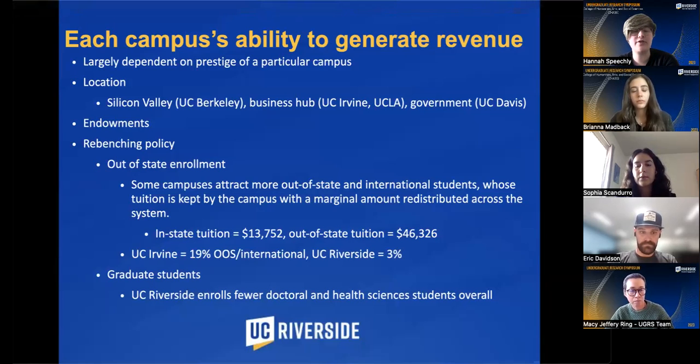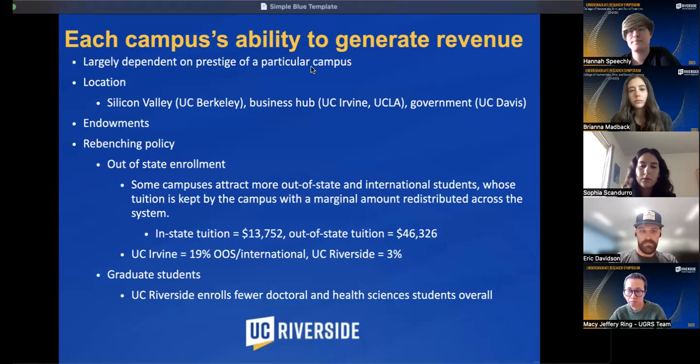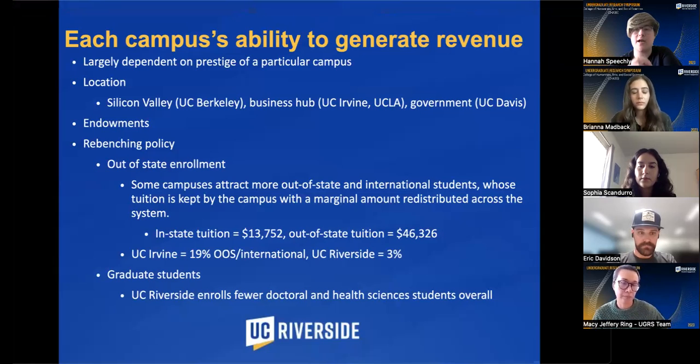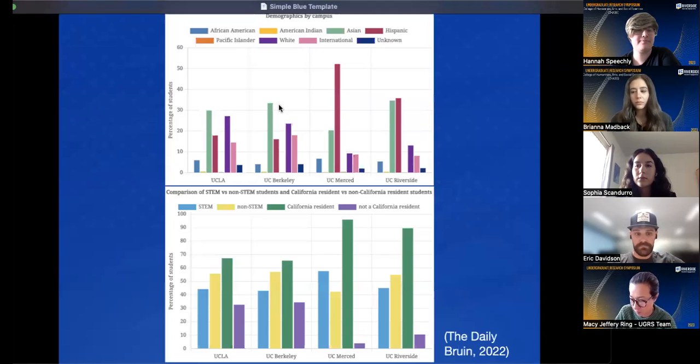UC Riverside enrolls fewer doctoral and health sciences students overall, which is another point where the rebenching policy kind of doesn't work. It seems equitable until you realize it's really not, because graduate programs often have more prestige than the undergraduate programs. Take, for example, UC Berkeley's Haas School of Business. Big name, tons of world-class faculty there. Everyone wants to go there. I even applied to UC Berkeley for its graduate program, right? But an MBA from UC Berkeley's Haas School of Business and an MBA from UC Riverside's Gary Anderson School of Management, it's the same degree. It's the same MBA. It's the same UC. One has more prestige than the other, and it's because of name and ranking.